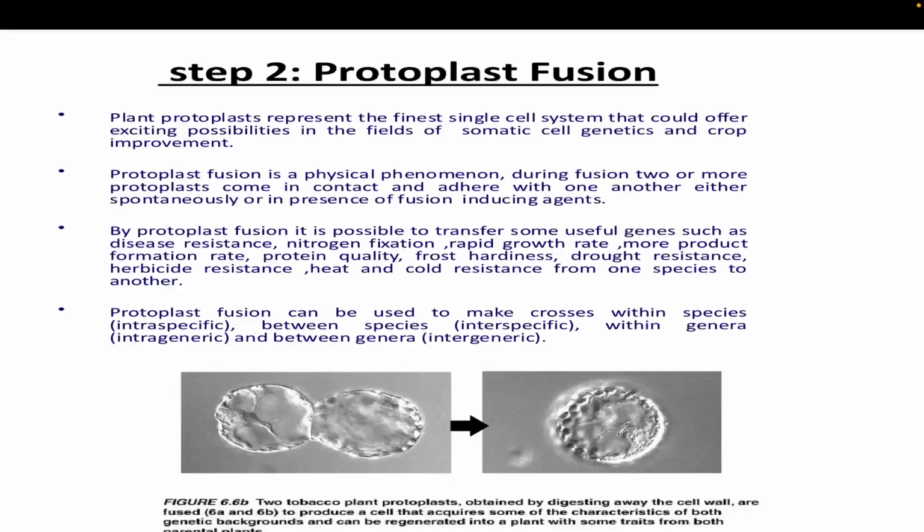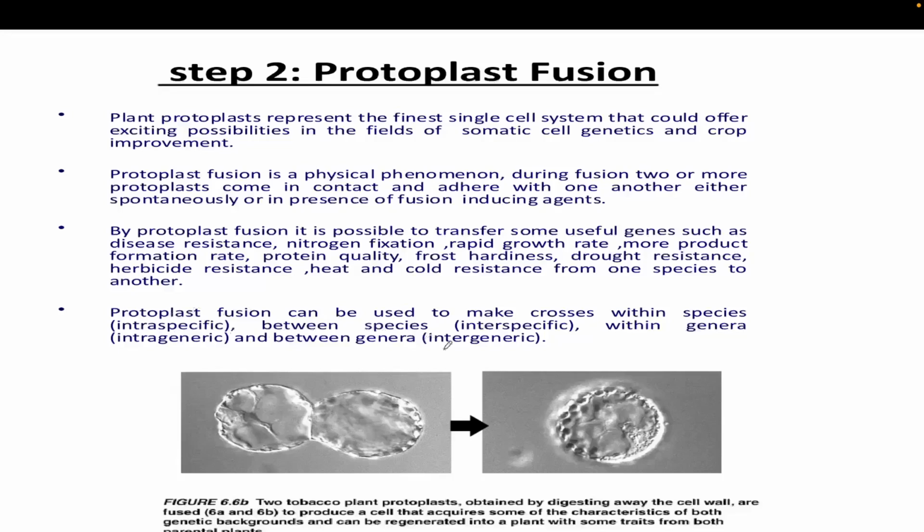After that you have to do the protoplast fusion. This protoplast fusion can be used to make crosses within a species. If it is happening within the species, it is called intraspecific, because it is happening inside of the species.